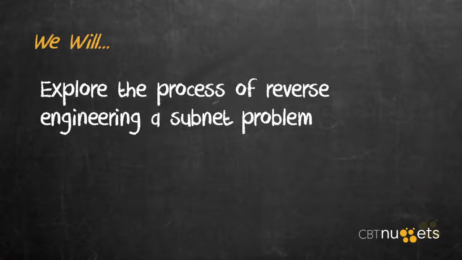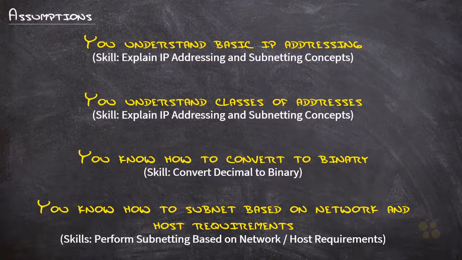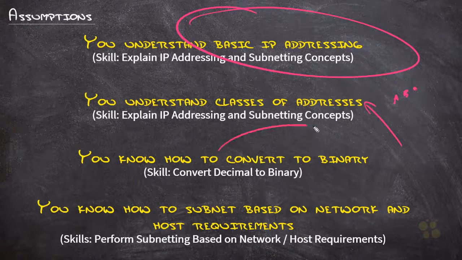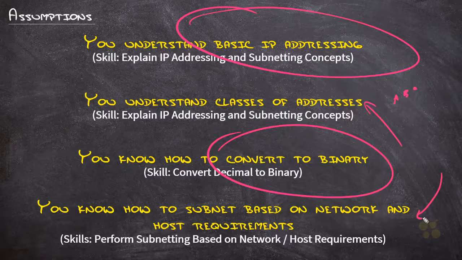So by the time we're done here, we will explore the process of reverse engineering that subnet problem. And I want to make sure you know that this is not for mere mortals. I'm assuming that you've already got a basic understanding of IP addresses. You know the classes of addresses like class A, B, C. You can convert decimal to binary. And you know what I would call forward subnetting, or subnetting based on network and host requirements. That is, you take a block of addresses and chop it up based on various requirements. So all that needs to be in place.